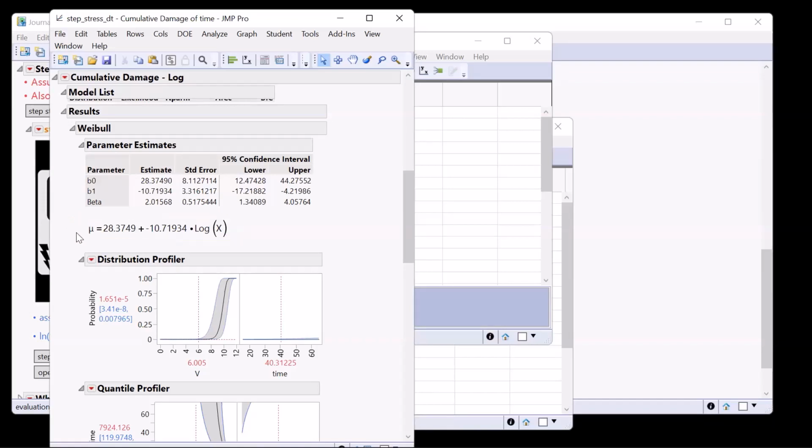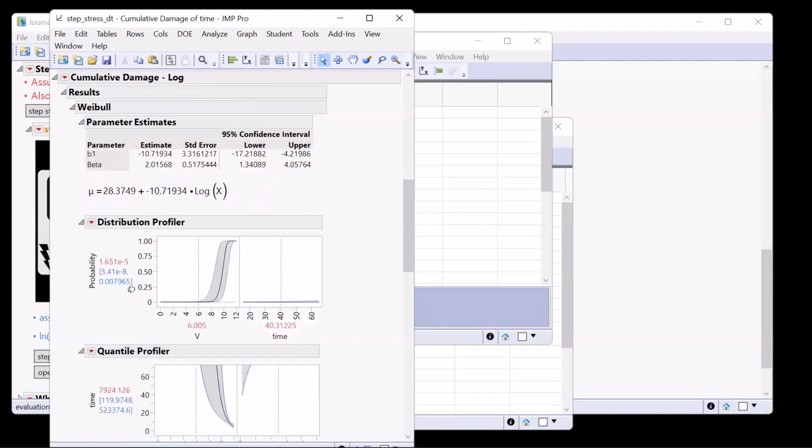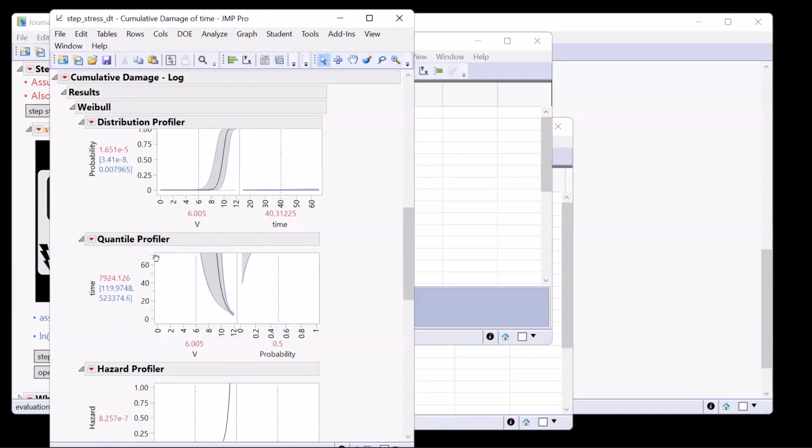And now from here, again, I can predict for any X, any voltage I want. I can figure out what that mu is. I know beta. Beta is fixed across voltages. Now I can predict the probability of failure for whatever I want. And I can go to my quantile profiler. Let's say I want to know how long it is going to last at 5 volts, right?